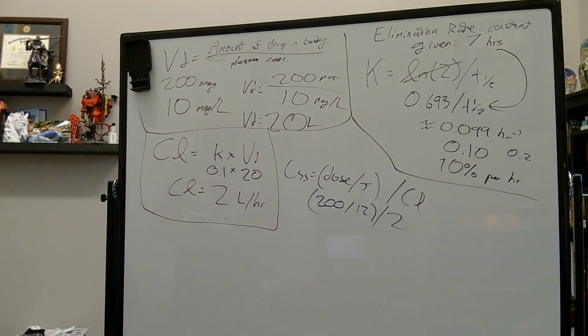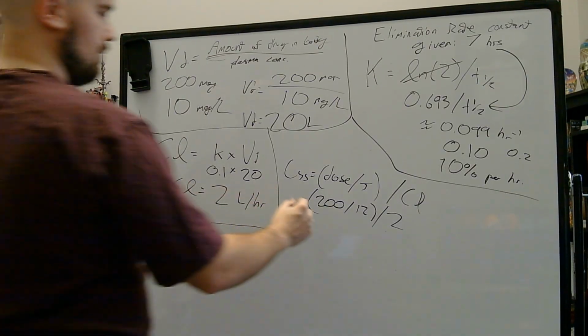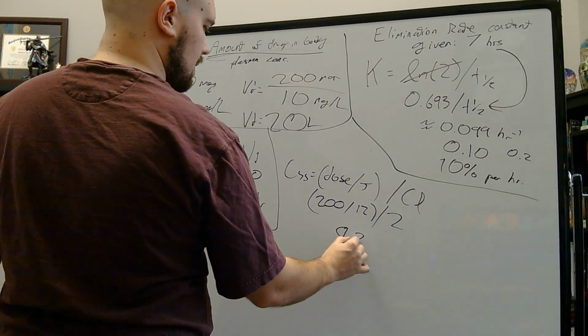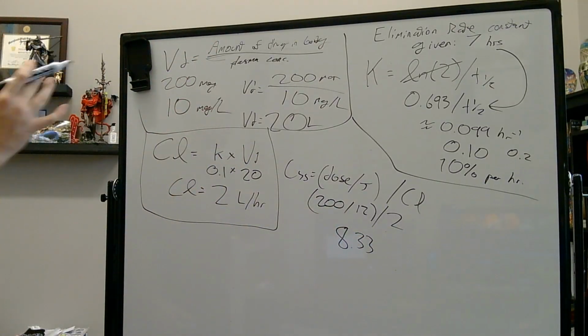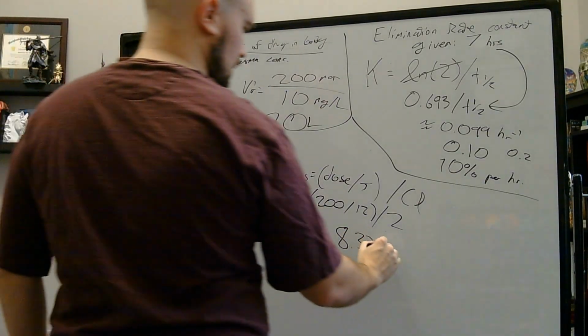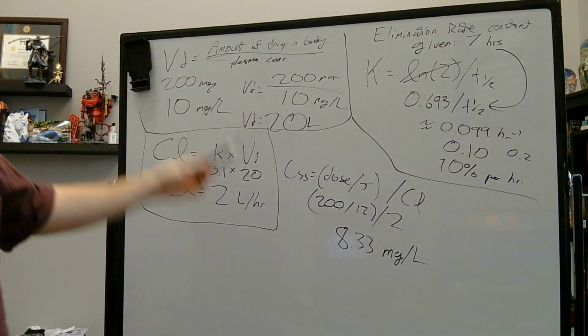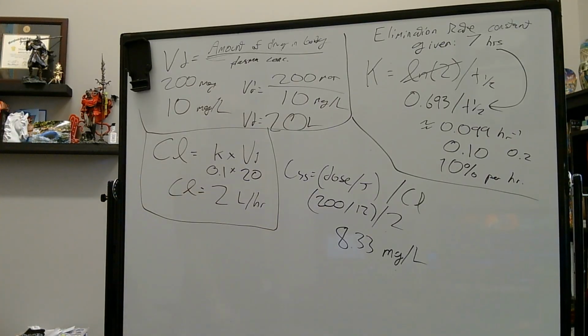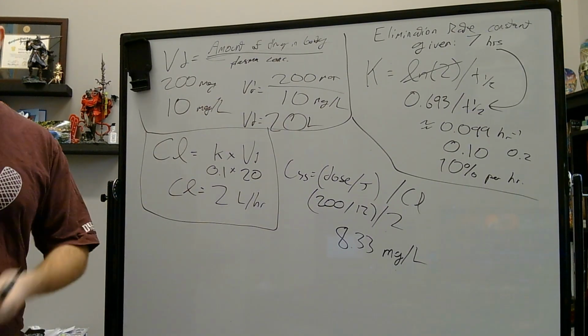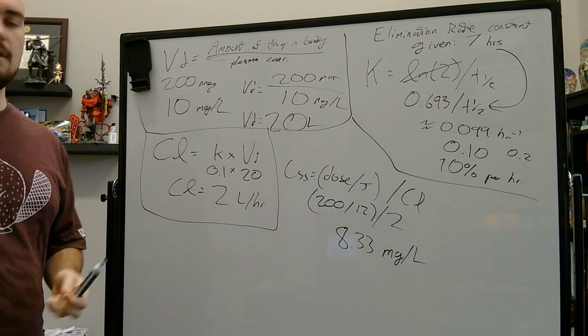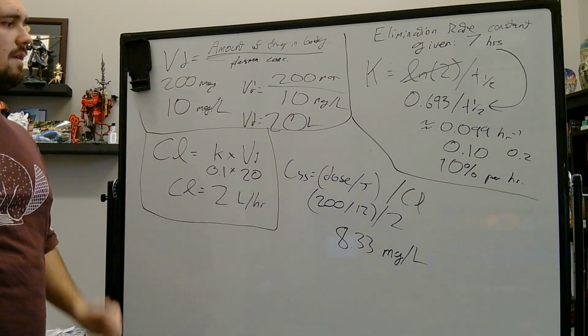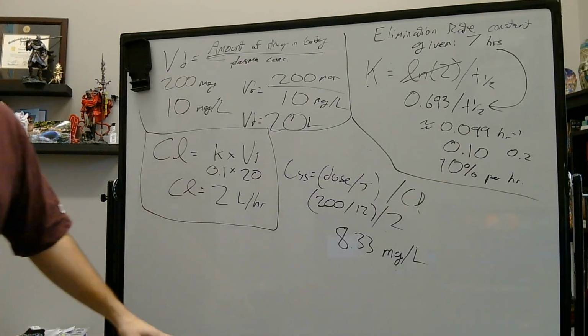I actually did not do this one beforehand, but I can just do it all on my phone. And that gives us a concentration at steady state of 8.3 milligrams per liter. So we had a concentration at steady state for this drug of 8.33 milligrams per liter, assuming it's continuously given at the same dose, 200 milligrams, and that the clearance doesn't change.